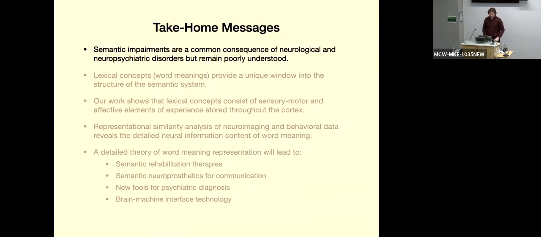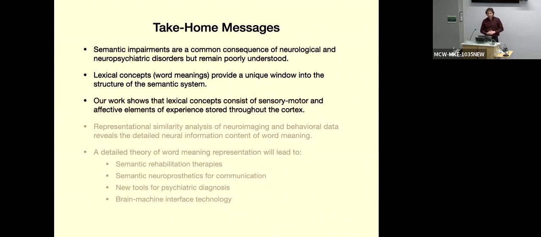So, take-home messages. Semantic impairments are a common consequence of neurological and neuropsychiatric disorders, but they're still poorly understood. Word meanings provide a unique opportunity for us to study how semantic memory is encoded in the brain, because of this arbitrary relationship between word form and lexical concept. Our work has shown that lexical concepts consist of sensory-motor and affective or emotional elements of experience abstracted in this hierarchy of cortical areas.